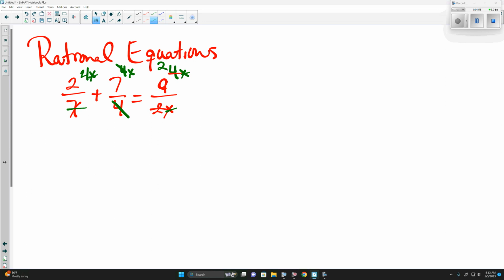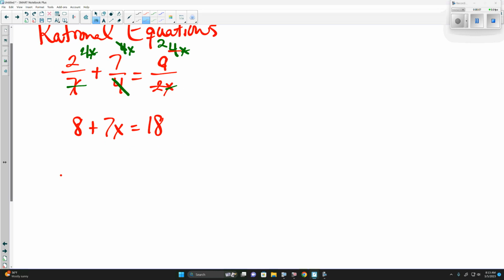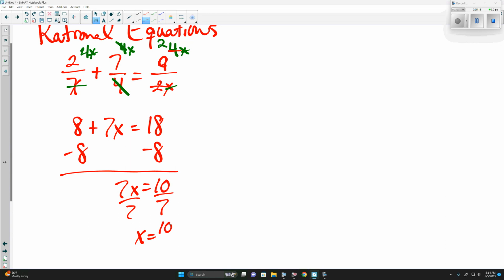And what that leaves us with is 4 times 2 is 8, plus 7x is equal to 18. 7x is equal to 10. x is equal to 10/7.